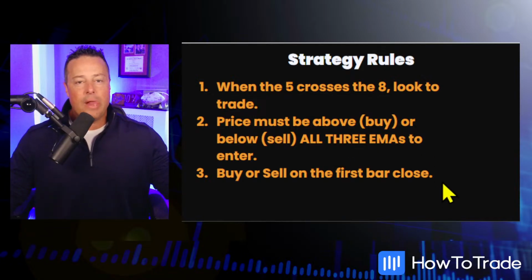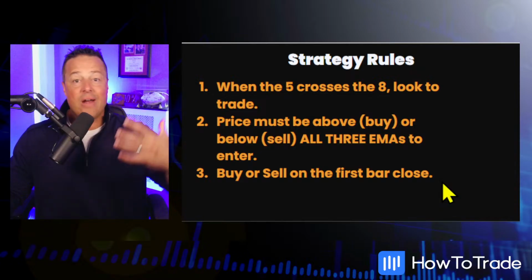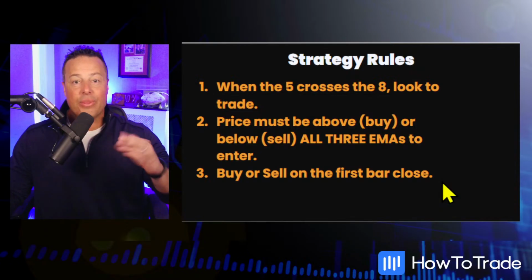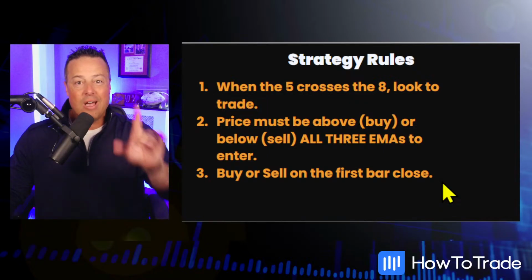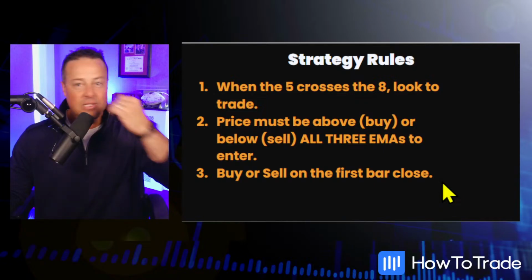Now, remember, in order to get in the market, we've got everything lined up for us. 5 crosses the 8. We're either looking to buy it or sell it. As long as price is above all 3 or below all 3, then we can pull the trigger on the trade. But remember, you're going to buy or sell the market on the first bar close. Now, there is a little bit of nuance there.